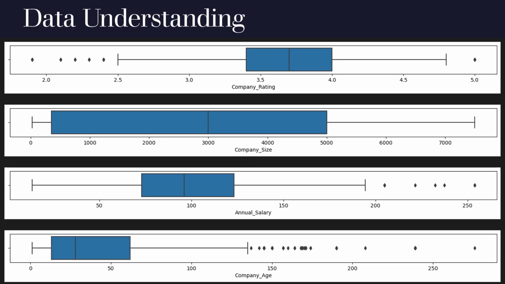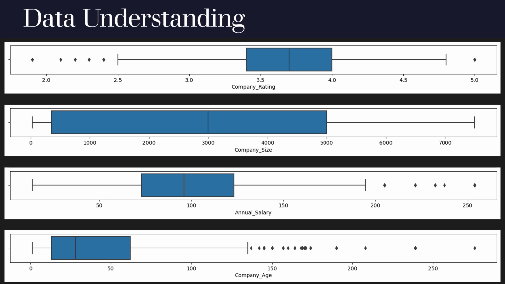Here in these box plots, we see the outliers for company rating, annual salary, and company age. The outliers within company rating are acceptable because it's within a 0 to 5 system. There are no outliers, implying that the samples are evenly distributed within the company size column. Annual salary has some extreme outliers, but these are to be expected.